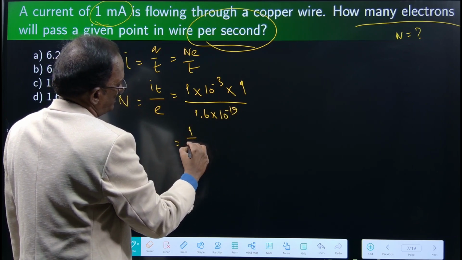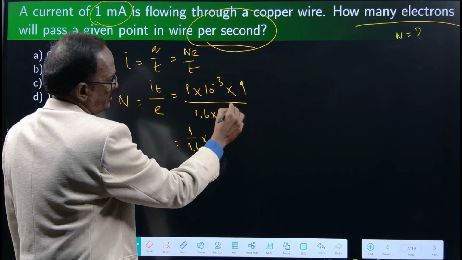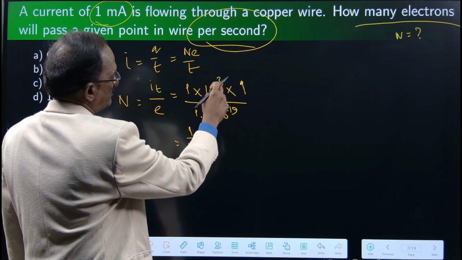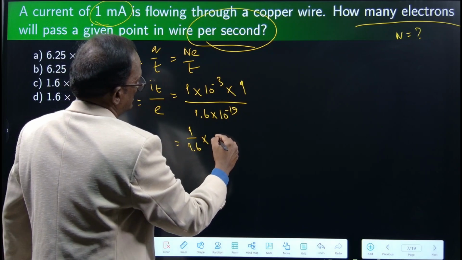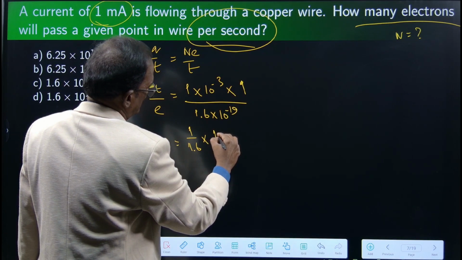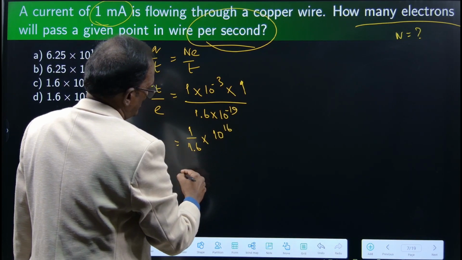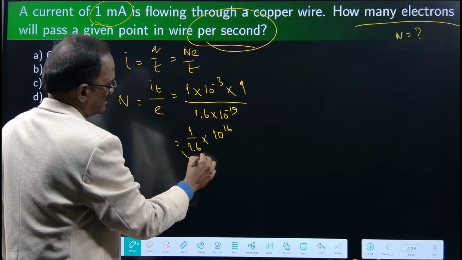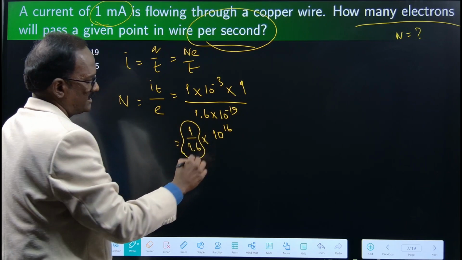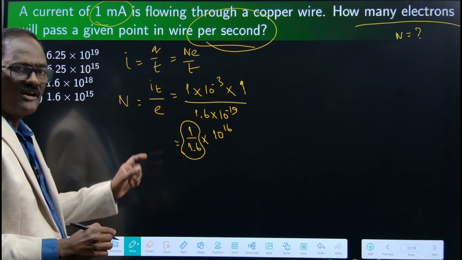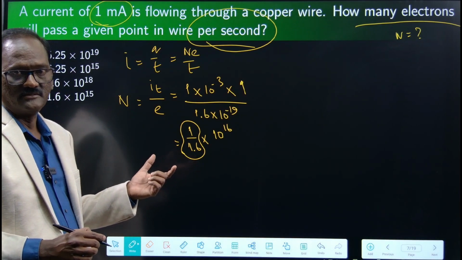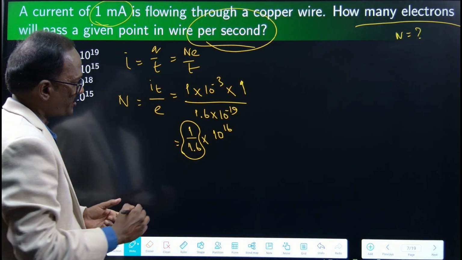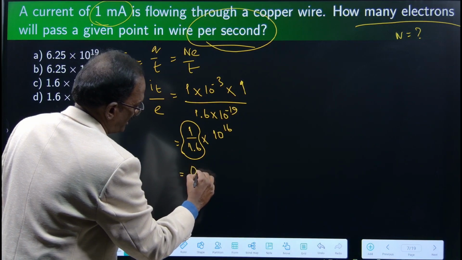So this will be 1 by 1.6. I am working the power only first. 10 to the power minus 19 will be plus 19, and 19 minus 3 will be 16. 10 to the power 16. 1 divided by 1.6. This is a famous number. You have to remember this number very often, right? 1 by 1.6 is equal to 0.625.